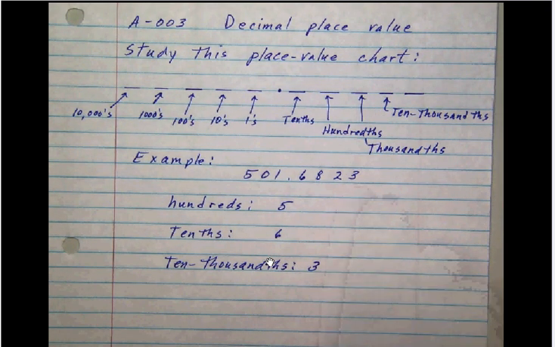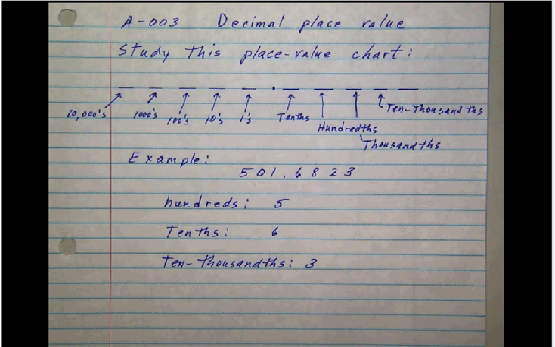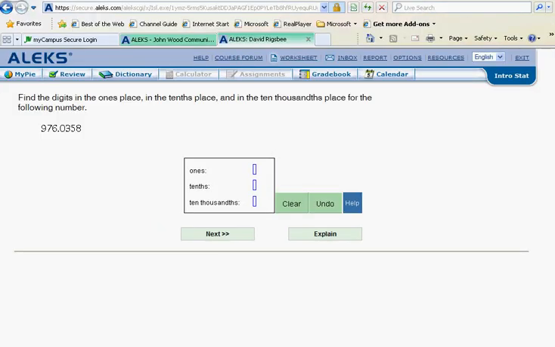And so let's go to ALEKS and see what they give us here for that. And we see here that they want the ones place. Well, once again, we find the decimal point. One to the left of that would be the ones place. So there's going to be a 6 occupying the ones place. Tenths, that's one place to the right of the decimal, so that's going to be 0.